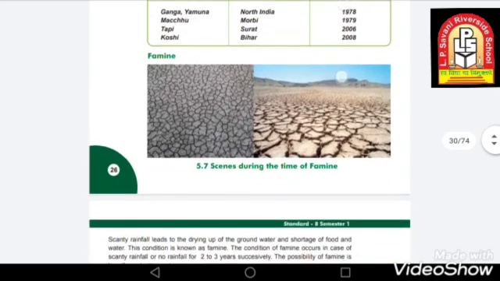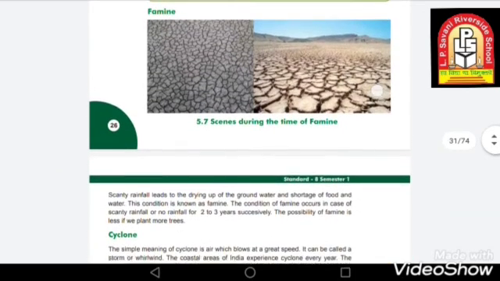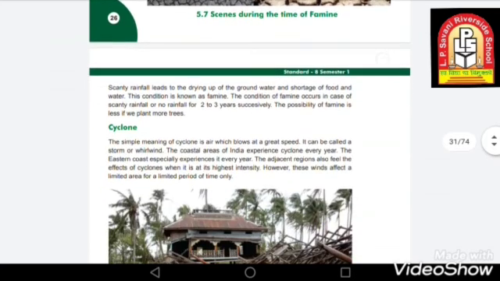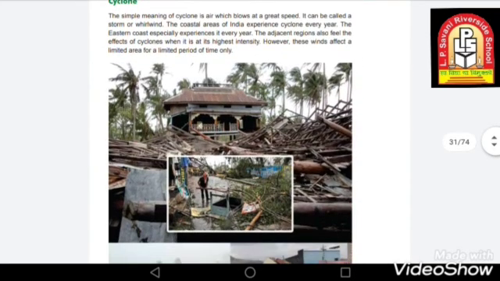Then the natural disaster which we did was famine. Famine is basically a situation when there is a shortage of food because there is no rainfall for continuous 2 or 3 years. If there is no rainfall, the situation of famine comes, but we can overcome the situation if we plant more and more trees. Then the last natural disaster which we did is cyclone.